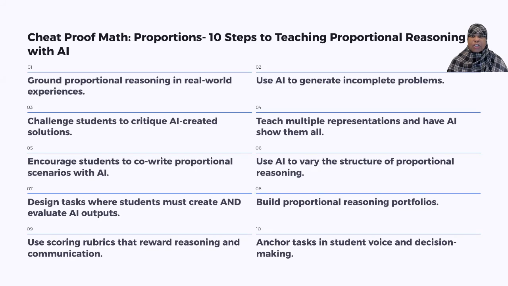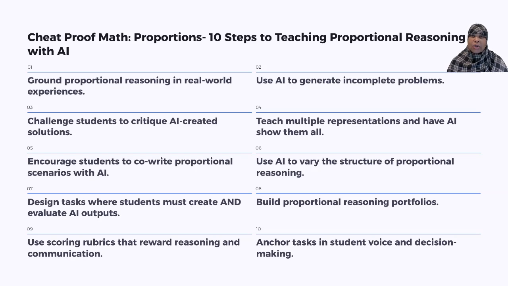Step 9 is scoring and rubrics. We want to use rubrics that reward reasoning and communication. So for example, you can have 30% go to the explanation of proportional relationship, 25% go to visual or tabular representation, 20% will go to comparison of methods or strategies, 15% will go to an AI critique and a reflection, and 10% can go to real-world application or extension. When students know that the rubric values thinking, they stop trying to game the system.